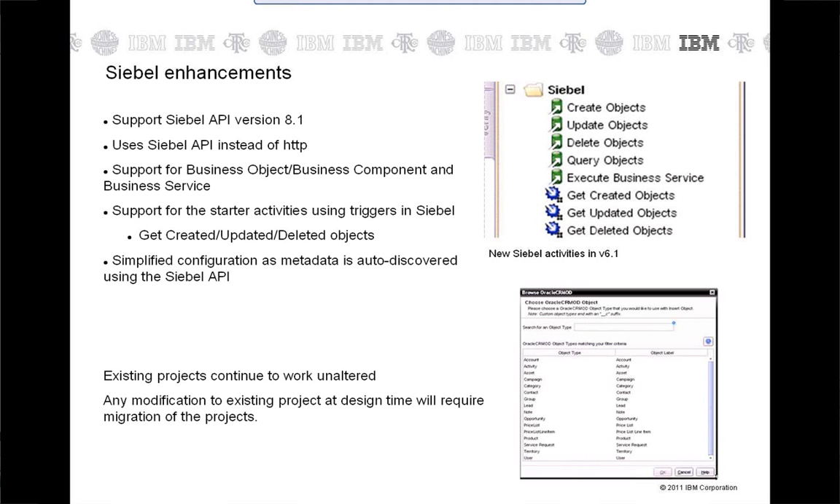When we take Siebel, before version 6.1, we were supporting only integration objects, and we were connecting to Siebel using HTTP. From version 6.1 onwards, we use the Java Data Bean API, and we support not only integration objects but also business objects, business components, and business services. So we can do both inbound and outbound using this Siebel connector. We have 8 activities currently available, and you can see the list of those 8 activities.